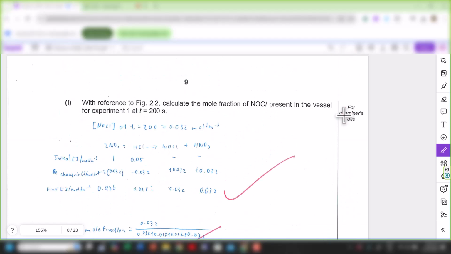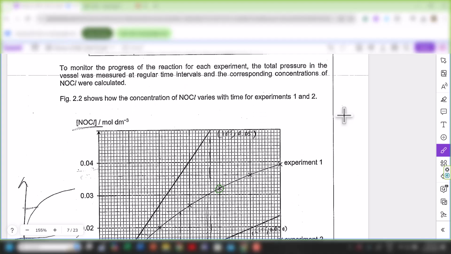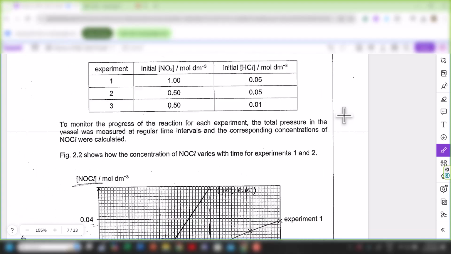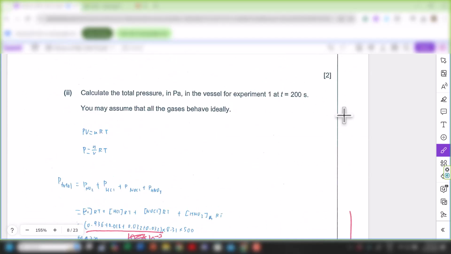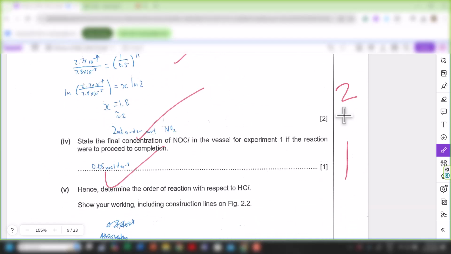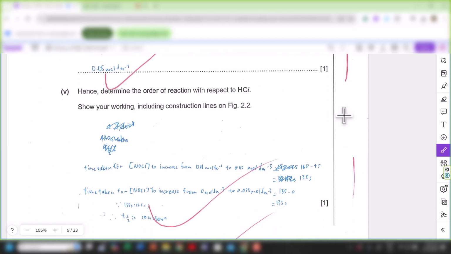How do you do this? The most straightforward thing I can tell you is you look at the initial concentration of HCl, because this is the limiting reagent, correct? And then HCl to NOCl is a 1:1 ratio. So when all the HCl has reacted, NOCl will be the same concentration. That's about it. Although they did not need you to explain, based on that, you should be able to tell.